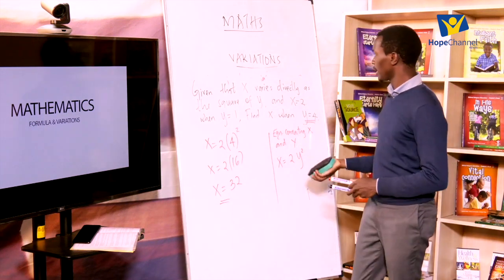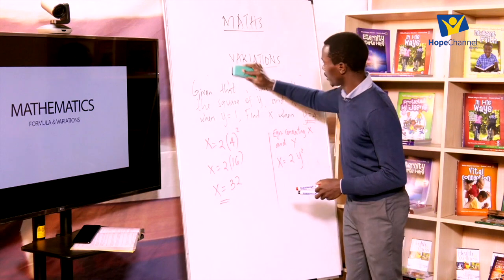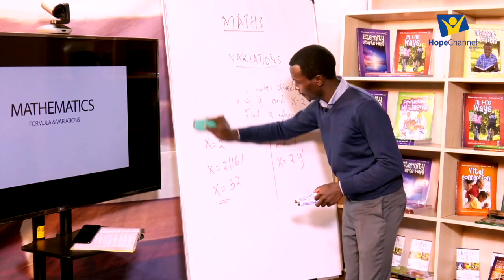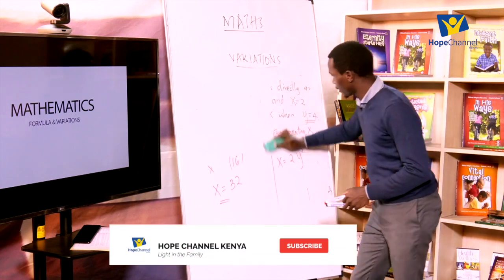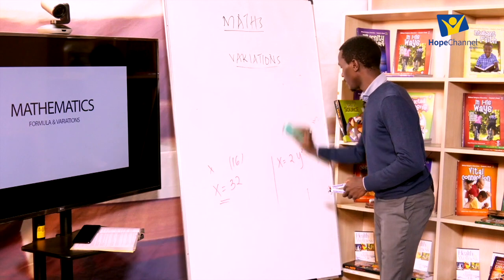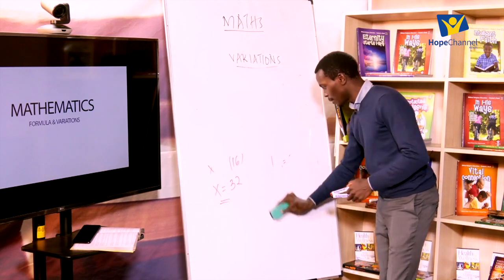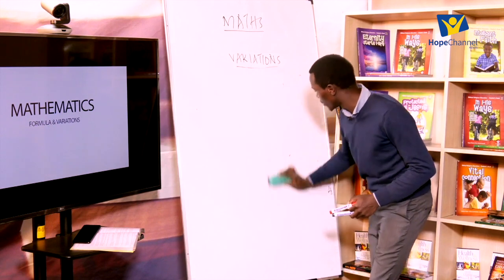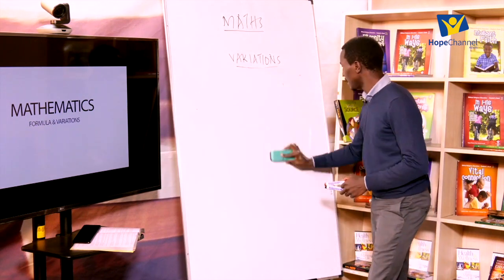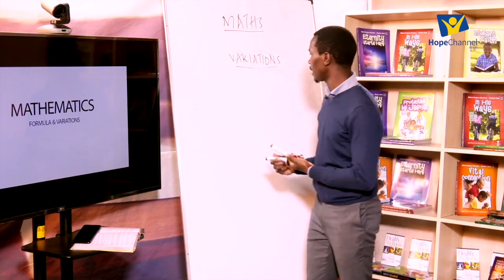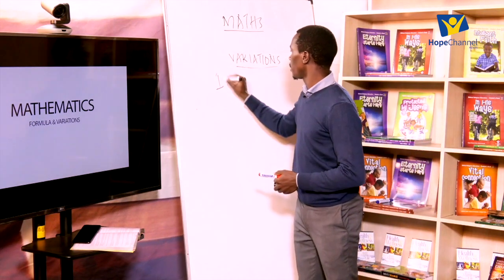Now let us look at indirect variation, which is the inverse of direct variation. Remember, when we were starting, we were introducing direct variation, we said that both quantities increase, or when one increases, the other one also increases. But for indirect variation, it is the opposite of that.